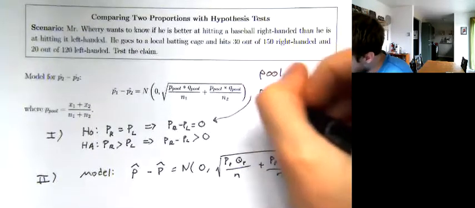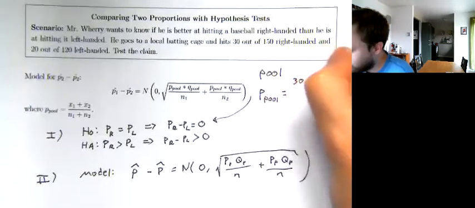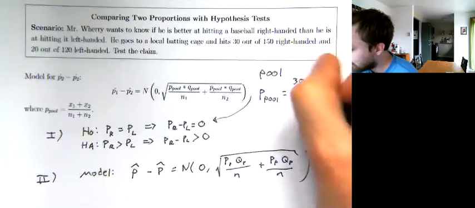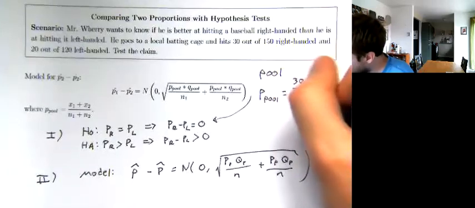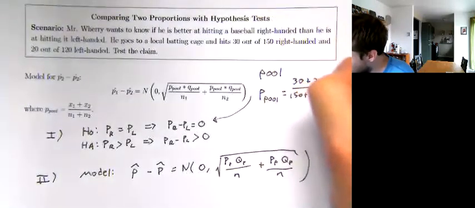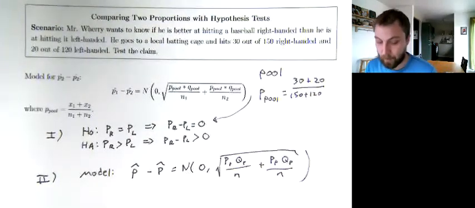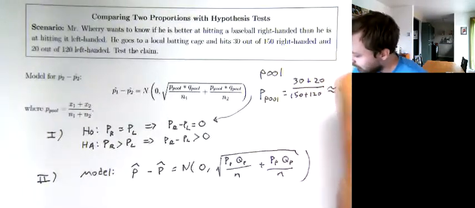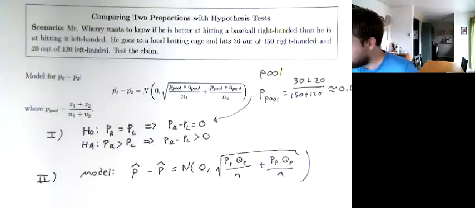So my pooled success rate, I add the total number of successes. So 30 successes with the right hand, 20 with the left. I was successful 50 times. Denominator. So this was out of 150 for the first, 120 for the second. In total, it's out of 270 trials. So my success rate for this entire pooled group is approximately 18.5%.